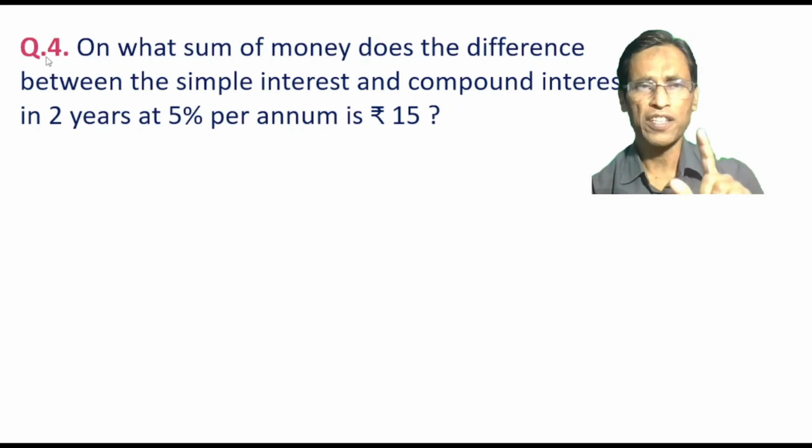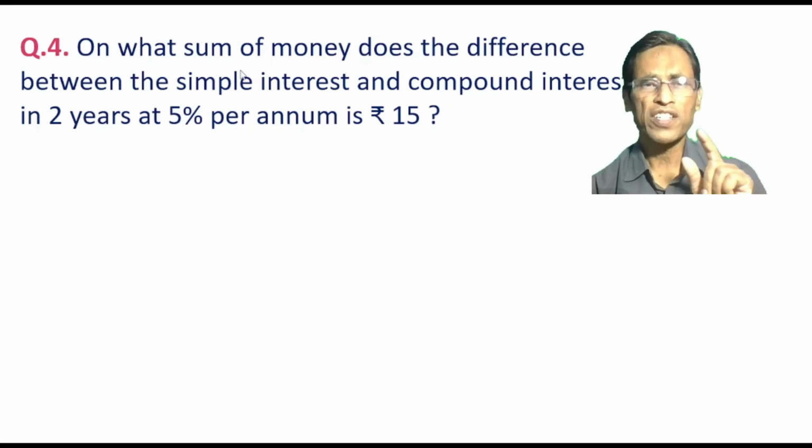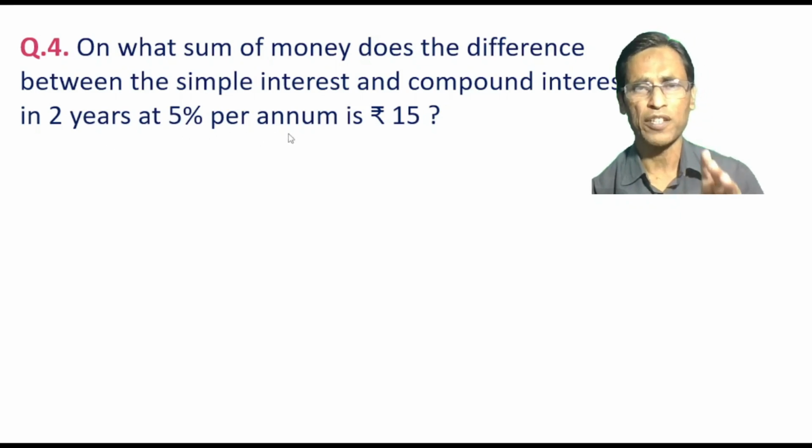Our next question is question number 4. On what sum of money does the difference between the simple interest and compound interest in 2 years at 5% per annum is rupees 15?